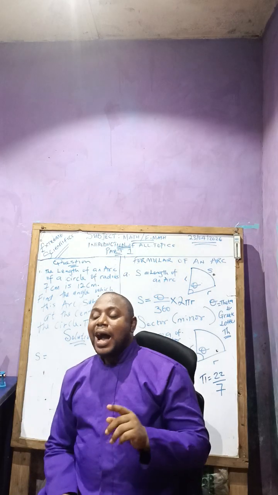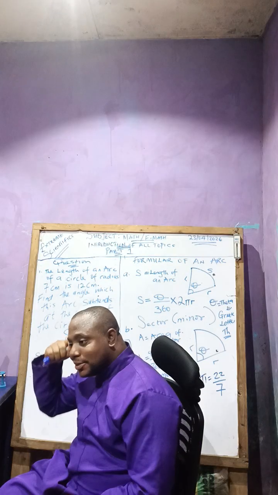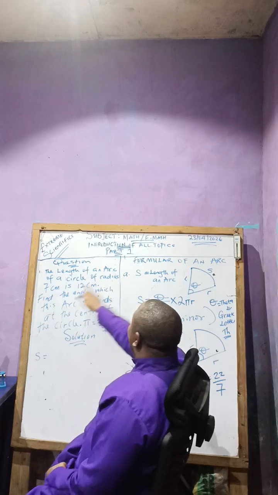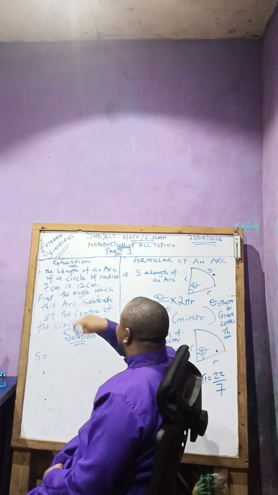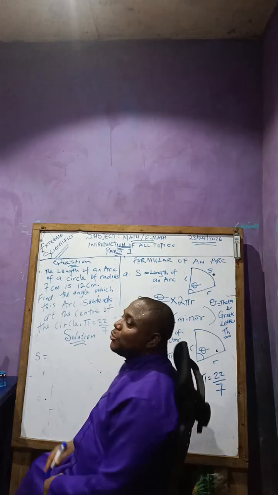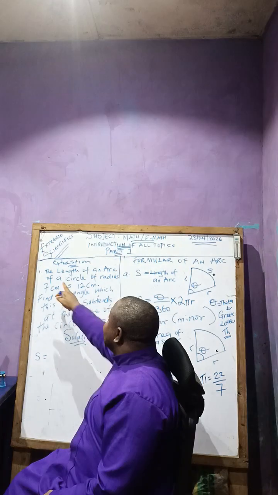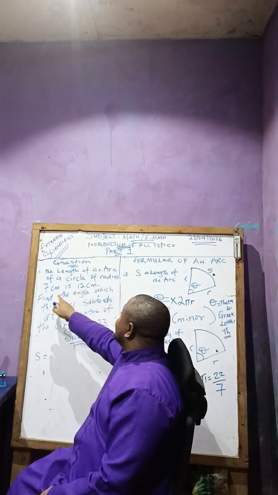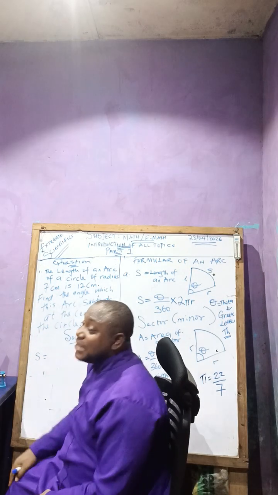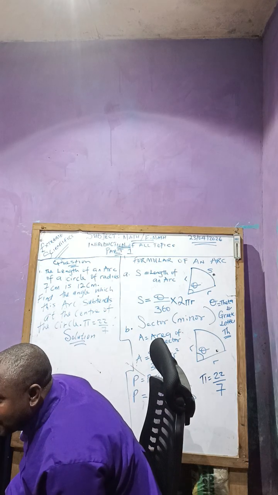This is how to answer a question, which I've been telling you, so that you don't get confused. Look at it very well. They say the length of an arc of a circle of radius 7 centimeter is 12 centimeter. They gave me the radius. So you should understand the question. If you don't understand the question and you just think the length of an arc is 7 centimeter, you are on your own. Once you miss that step, it's an error.